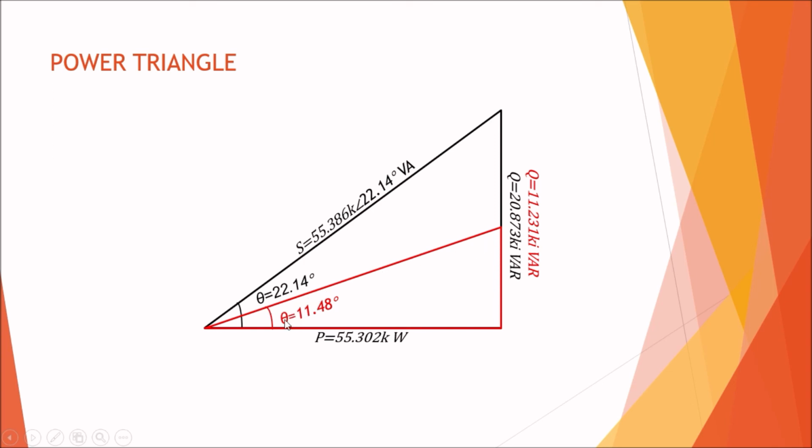You can see the angle becomes smaller, which is 11.48 degrees, and the real power is still the same, and the value for reactive power has become smaller, which is 11.231 kVAR. This is because we added the capacitor in parallel to the voltage source, which as a result makes the reactive power smaller, and also the angle of the power triangle after power factor correction becomes smaller.